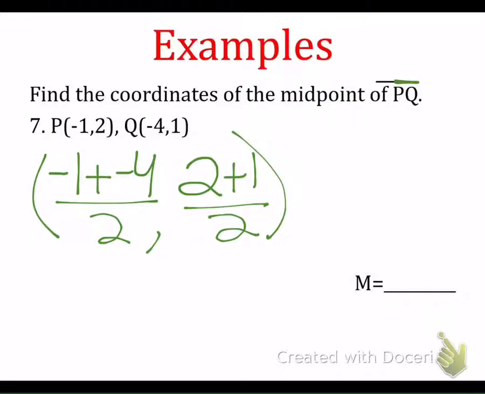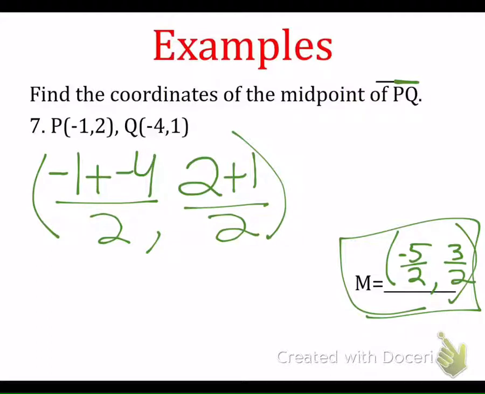These will both be improper fractions. If you want to go mixed numbers, you can. I'm just going to leave them, though. So that's going to be negative 5 halves and positive 3 halves. If you made them mixed numbers, they'd be negative 2.5 and 1.5. How are we doing? Make sure you're putting parentheses around these. They're ordered pairs. It's not just a list of numbers.